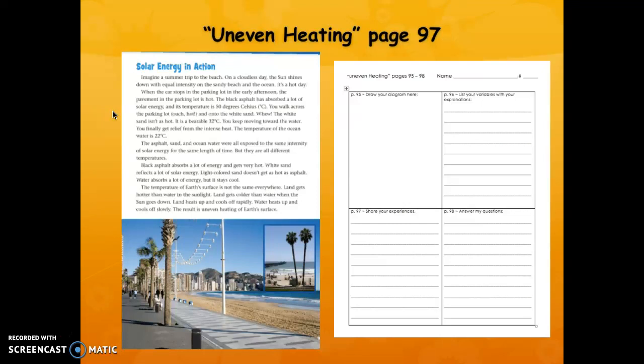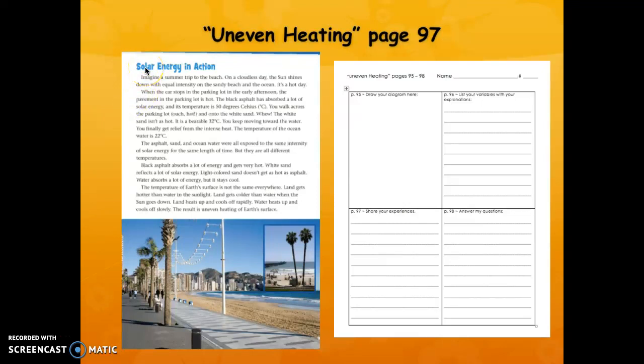Celsius. You walk across the parking lot, ouch, hot, and onto the white sand. Whew! The white sand isn't as hot. It is bearable, 32 degrees Celsius. You keep moving toward the water. You finally get relief from the intense heat. The temperature of the ocean water is 22 degrees Celsius. The asphalt, sand, and ocean water were all exposed to the same intensity of solar energy for the same length of time, but they are all different temperatures.